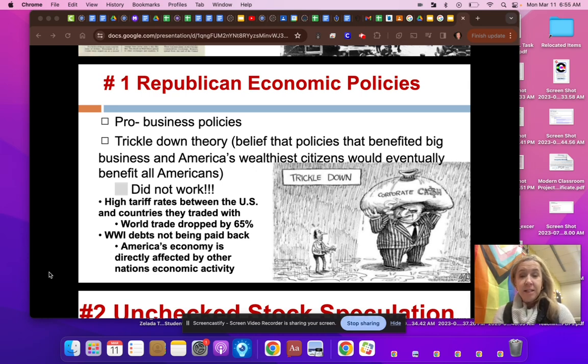High tariff rates meant that nothing was coming into the country, because tariffs are taxes that are paid on imported goods. So people from other countries would not trade their goods with us. So world trade drops. The debts of World War I are not being paid back. And lastly, America's economy is directly affected by other nations and their economic activity. So for the first time, the worldwide economy is all affecting each other.